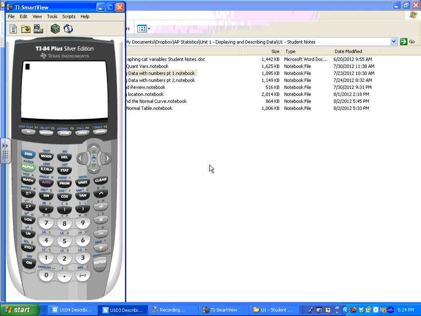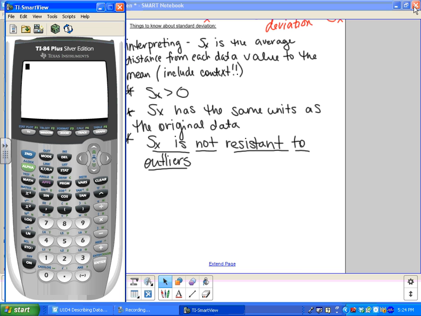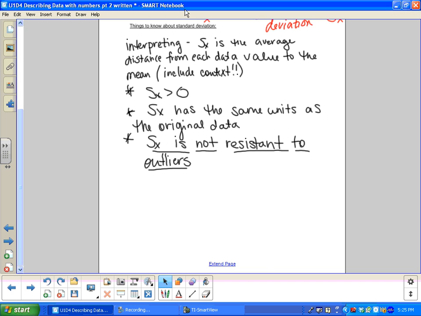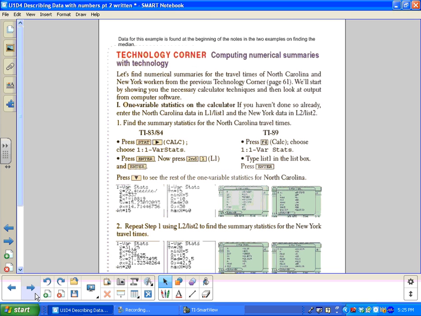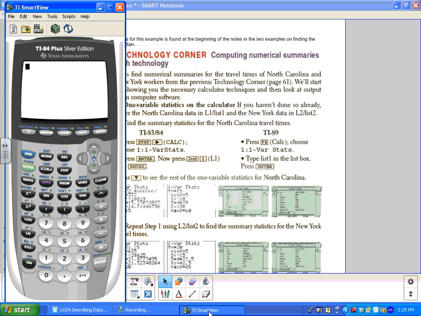And then I'm going to go back to this technology page over here. And I mean, we've pretty much done this. I showed you how to calculate standard deviation on the calculator, but let's go through it again. You actually have a couple homework questions.